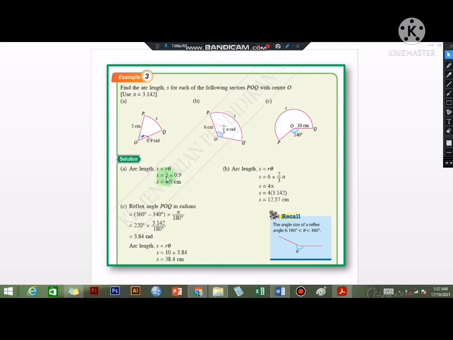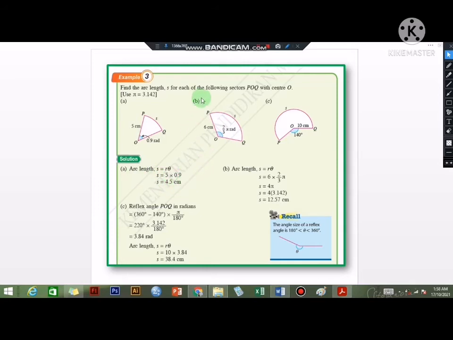So S is equal to 5. 5 is the radius. Multiply with theta, 0.9 radian. This one is already in the unit of radian. So you just need to take it out and put it in the formula, which is 0.9. So 5 times 0.9 is equal to 4.5 centimeter. That's it. This is how you get the value of arc length. This one is done already for A.